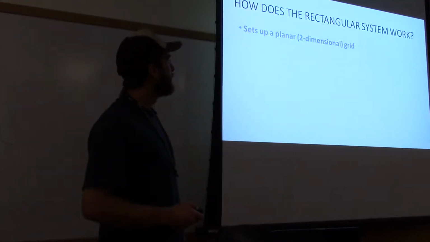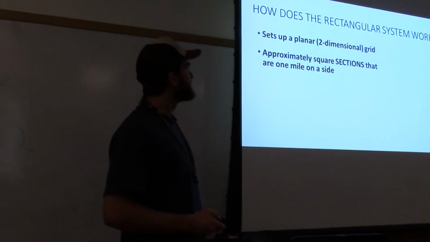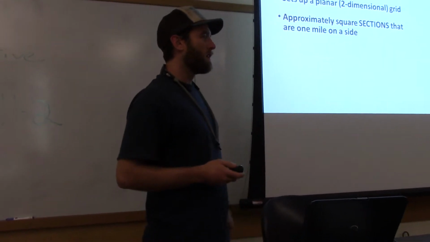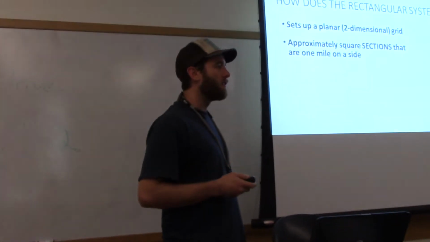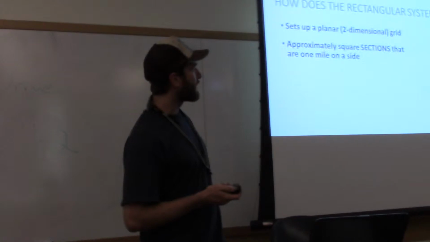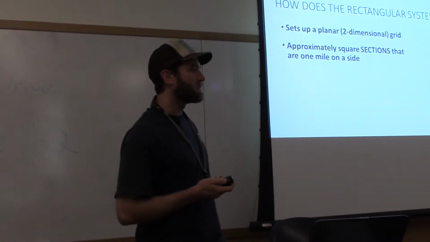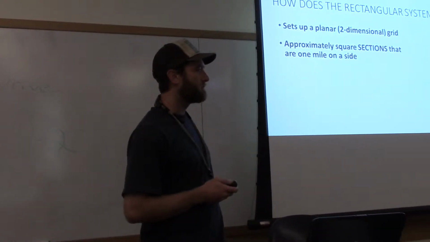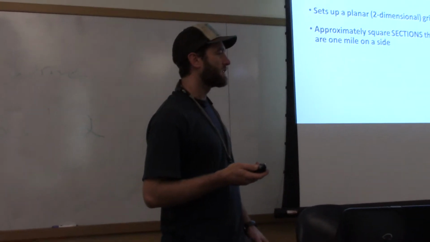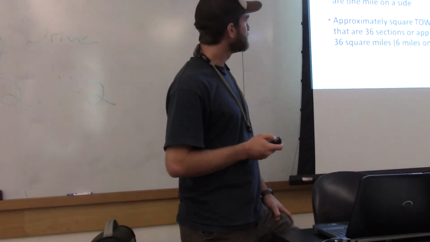And so what the township and range does is set a two-dimensional planar grid onto the Earth's surface, which we all know isn't actually two-dimensional. It's a geoid, and so we've talked about in class some of the challenges that presents, trying to set something two-dimensional on an object that's not actually two-dimensional.